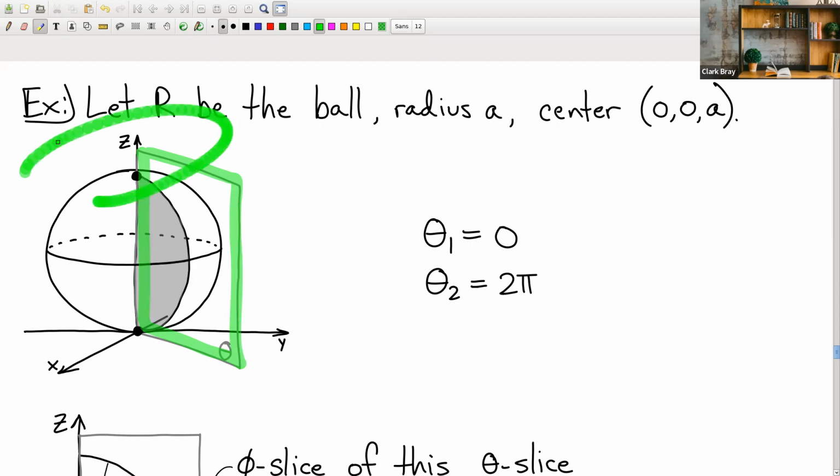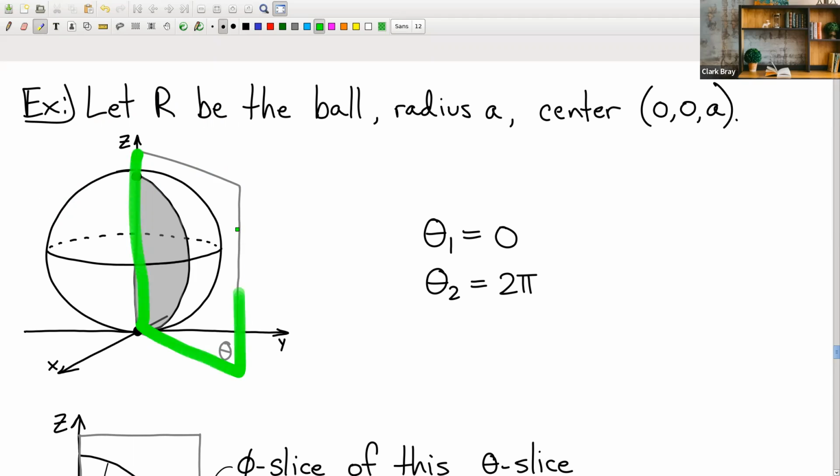Theta goes all the way around. Geometric appeal, right? We can see from the picture. Everybody good? Okay, now we're going to focus our attention on the theta slice.